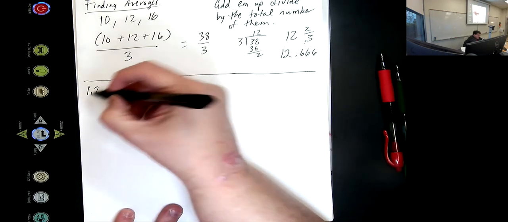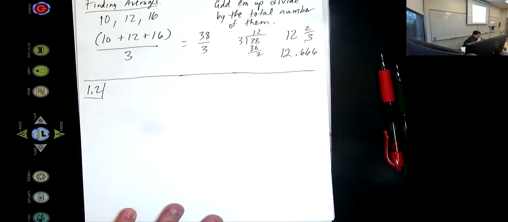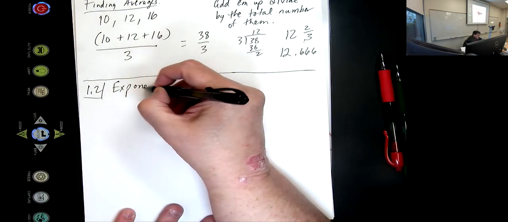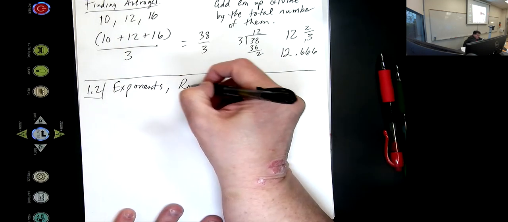1.2 is also in the same homework set, so it helps if you're looking in the textbook. This is on exponents, roots, and powers of 10.